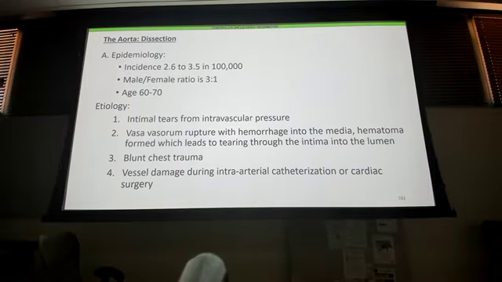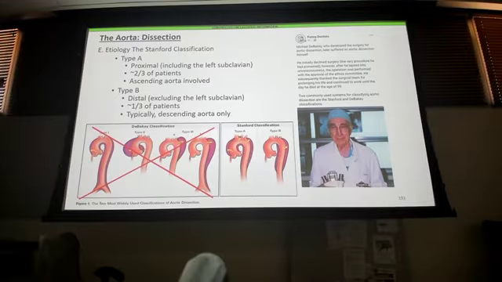Then we talked about aortic dissections, and we talked about how these are rare, and there are several ways this could develop, including blunt chest trauma, or we did the damage when we were doing a procedure, like a catheterization procedure, that caused that rupture or tear to occur in the intima. And we talked about how it's important to classify these patients correctly because that's going to impact the treatment.